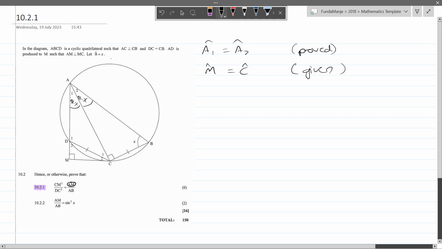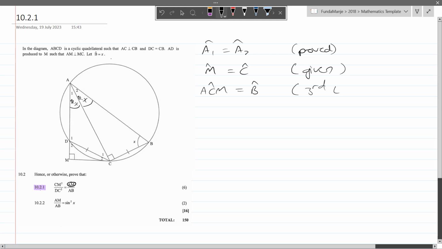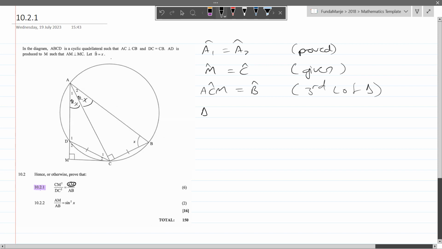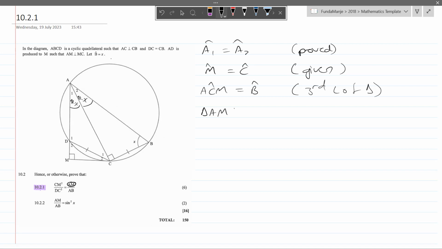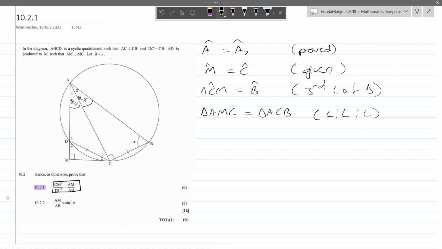And then the last angle, we know that will be true as well. So you can either call it C1 plus C2 or ACM. So ACM is equal to B, and that is the third angle of the triangle. Triangles will always be similar if two angles are already equal. So from this we can draw that triangle AMC is similar to triangle ACB, and the reason being angle, angle, angle.